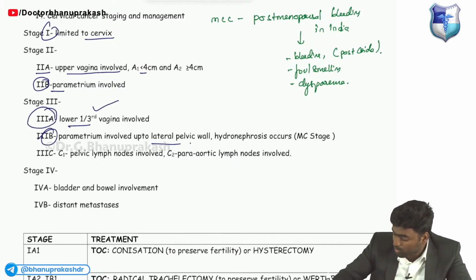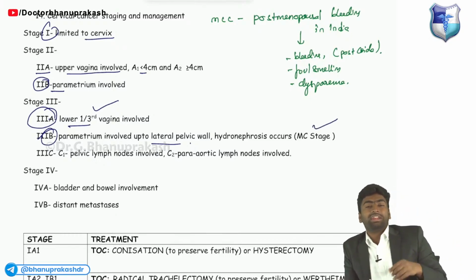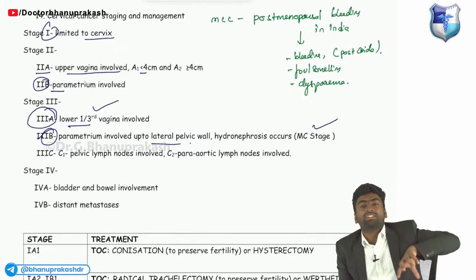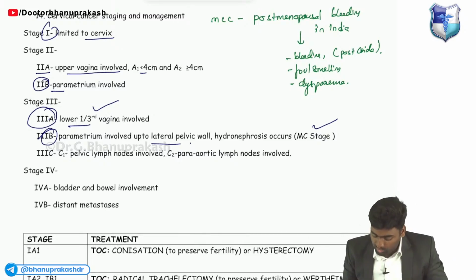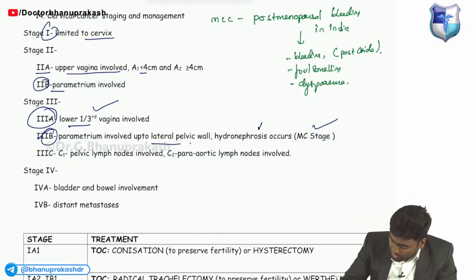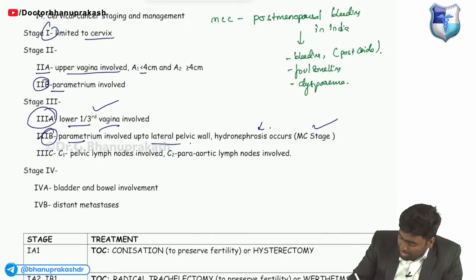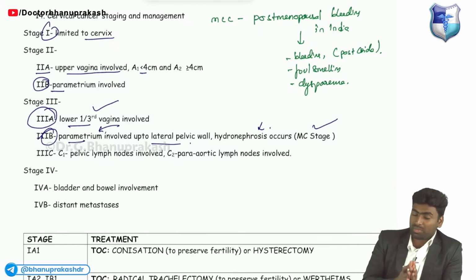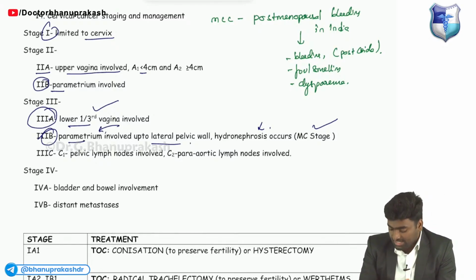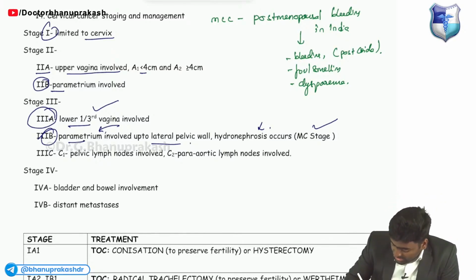it is the most common stage, because when it involves this kidney or the ureter, it will cause hydroureteronephrosis. This happens because of the parametrium involvement and ureter involvement, and it is seen in a case of stage 3B. It is the most common stage of presentation, and it is a late stage. Okay, remember this much. And C1, remember it is the lymph node.